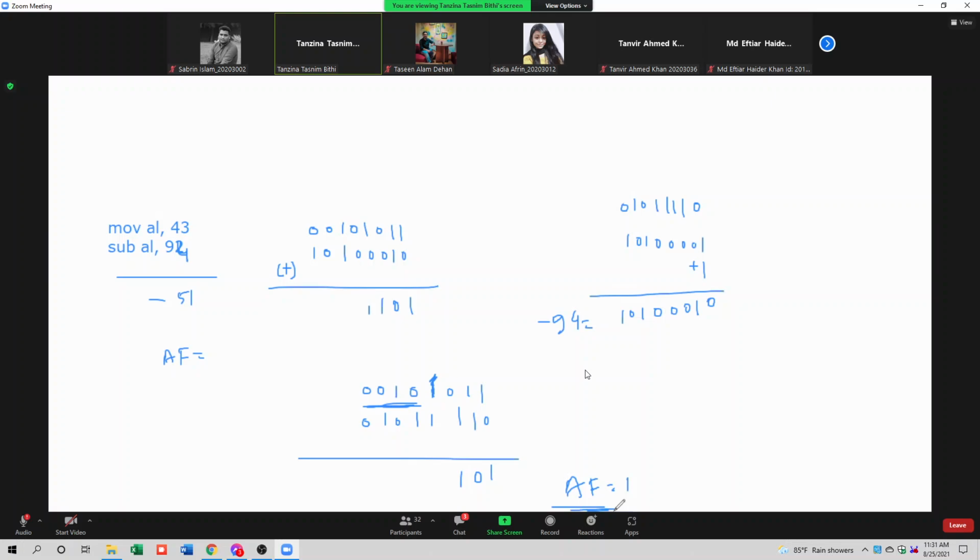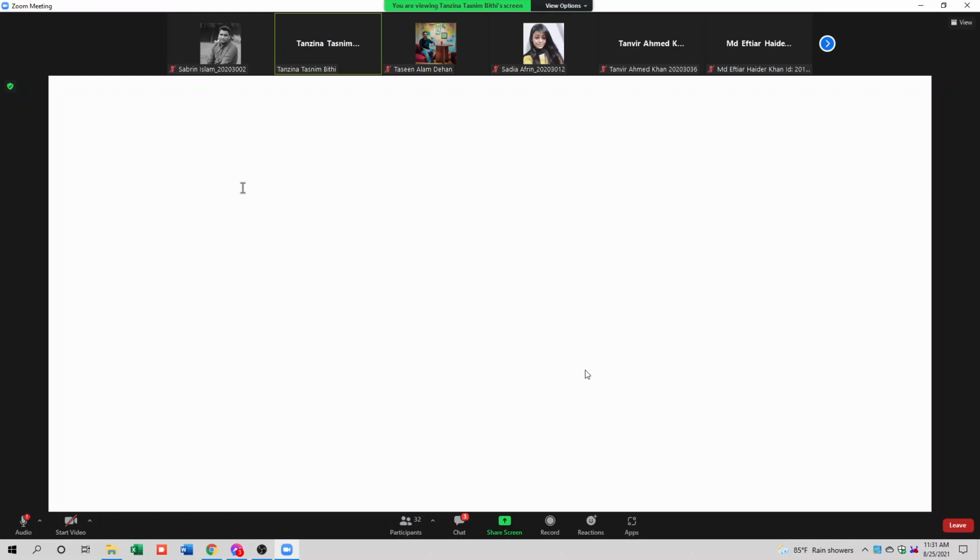Is that clear? Okay. So this is the 5th status flag register. Now the last one is the parity flag register. The next one is PF or parity flag register.